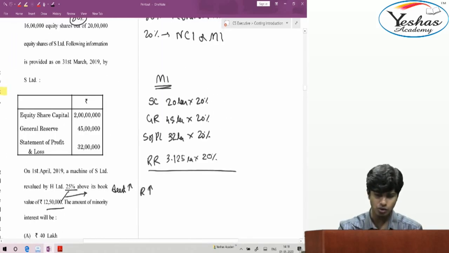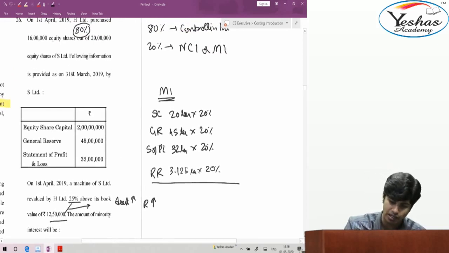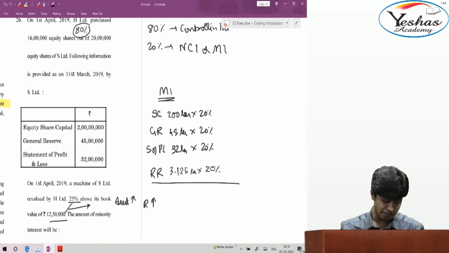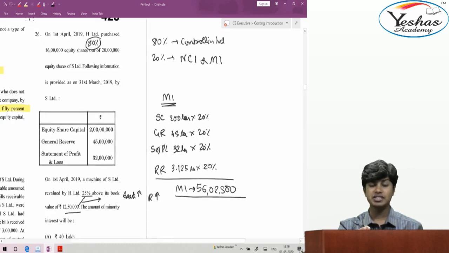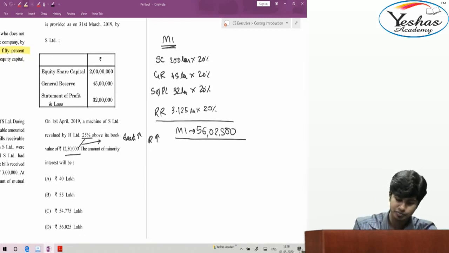No. What did we do wrong here? Equity share capital is... oh God, it's not 20 lakh, it is 200 lakh. It is 2 crore. So 200 plus 45 plus 32 plus 3.125 multiplied by 20%. So we get 56 lakh 25,00. This is our minority interest. Yes, in our first set of classes, the last 2 days was our consolidation. Yeah, 56 lakh 25,000 is the answer.